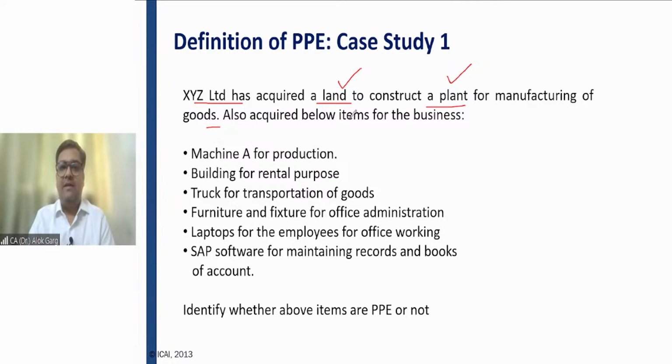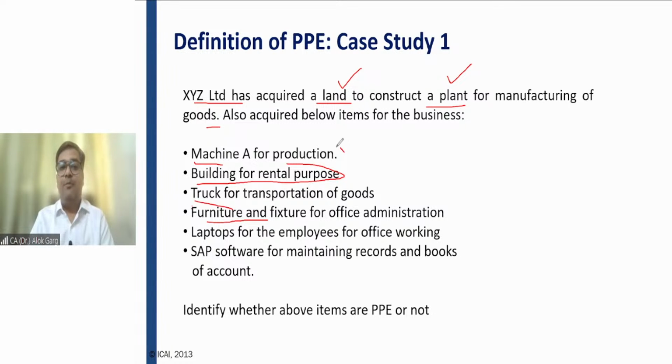Also, they have acquired the below items for the business. Machine A for production purposes. Building for rental purposes. Truck for transportation of goods. Furniture and fixture for office administration.